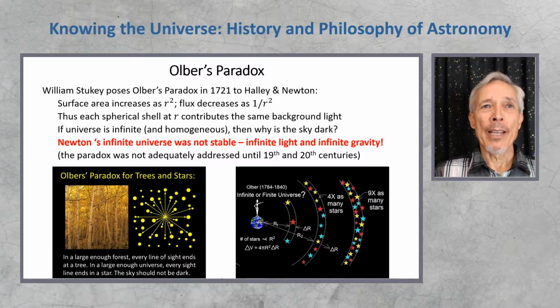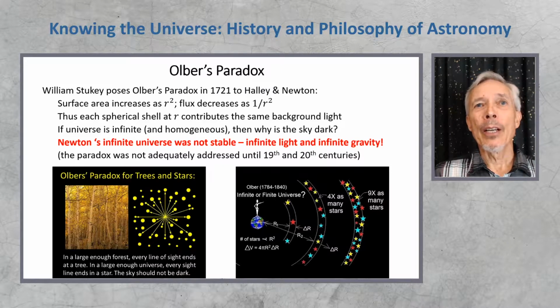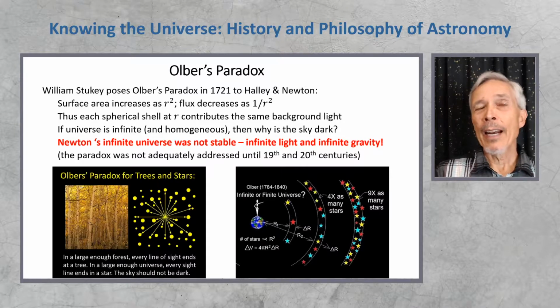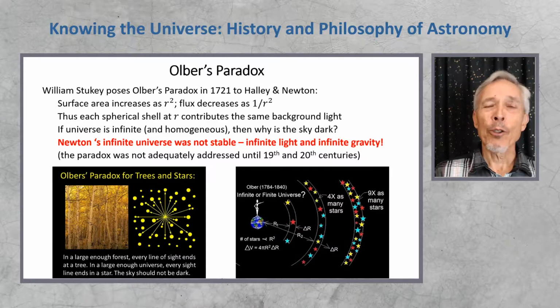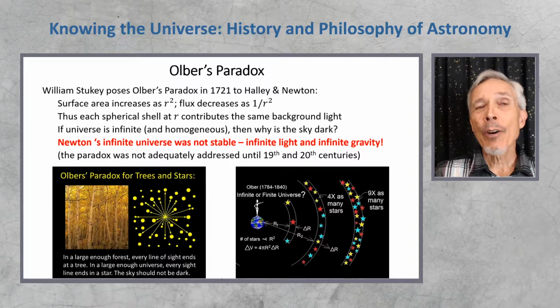It stems from this: the light from any object goes down as the inverse square of the distance. But the surface area at any distance increases as the square of the distance. So the surface area out to a particular distance goes up at the same rate that the flux from any object goes down, and thus each spherical shell contributes the same background light. So, if the universe is infinite and homogeneous, that is not to say different at any distance or direction from us, then a question arises: why is the night sky dark?